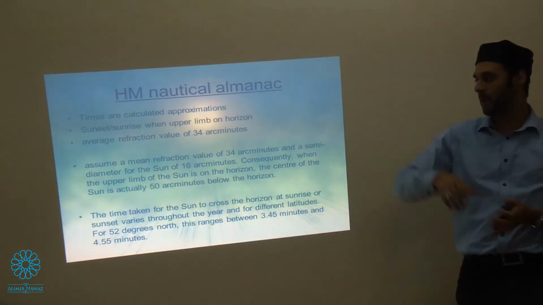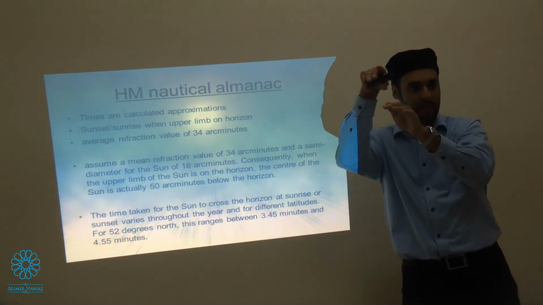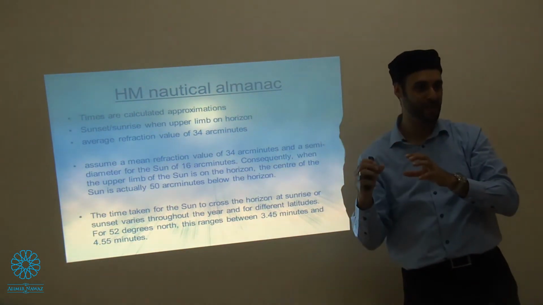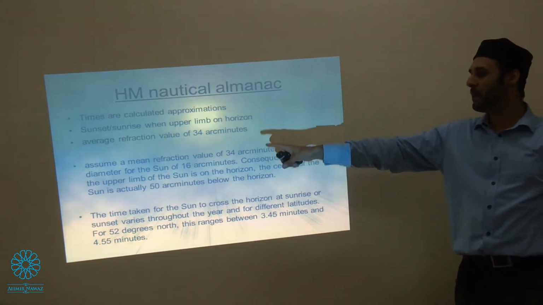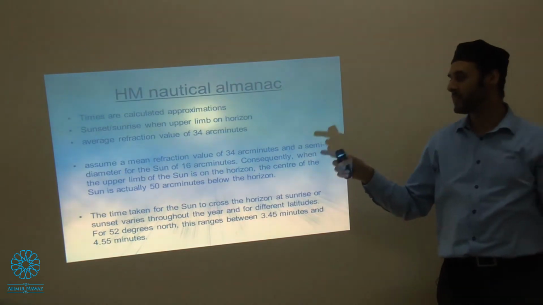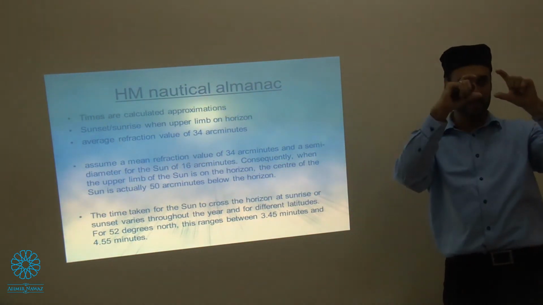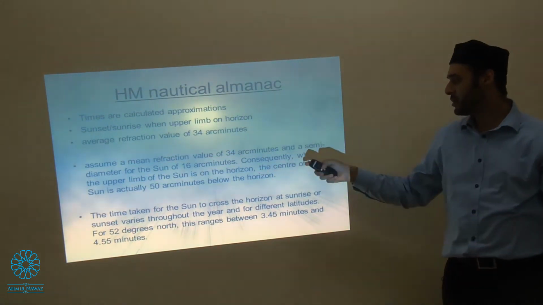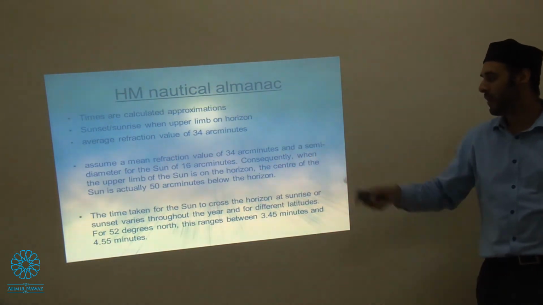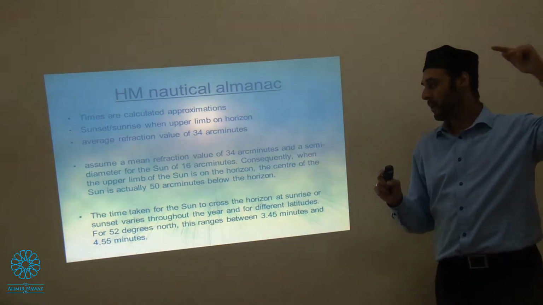And that causes problems for their timings, because now you're not going by the middle of the solar disk, you're going by the top. And plus you've got atmospheric refraction as well. So assume a mean refraction value of 34 arc minutes and a semi-diameter for the sun at 16 arc minutes. So 16, 16, 32, which is the diameter of the sun, I'll explain to you on the next sheet. Consequently, when the upper limb of the sun is on the horizon, the center of the sun is actually 50 arc minutes from the center, below the horizon.